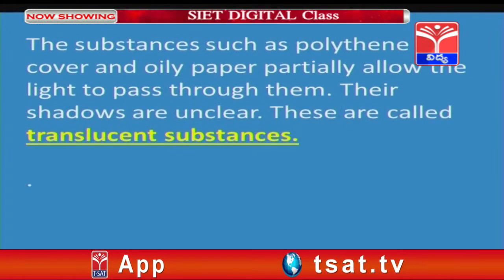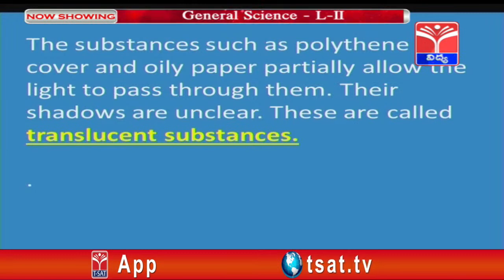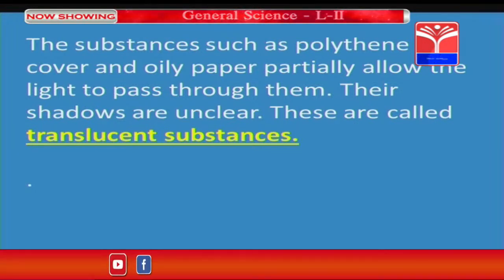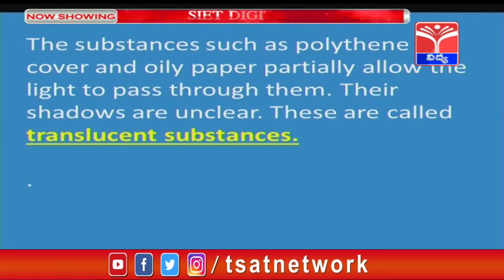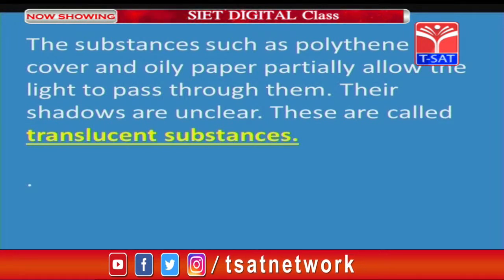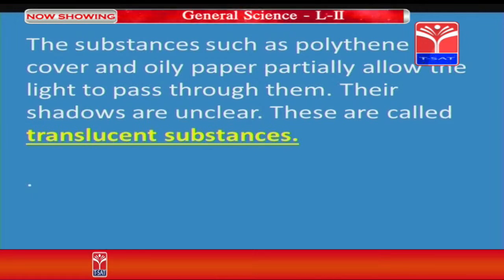Now, the substances such as polythene cover and oil paper partially allow the light to pass through them. Their shadows are unclear. These are called translucent substances. Now, how can we make translucent substances? With the help of paper.